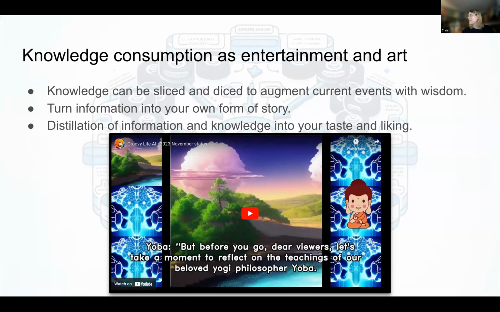You can slice and dice, augment current events with your documents, your wisdom, whatever you want to add into the current news stories, and distill information and knowledge to your taste and liking. It's interesting, you hear so much about the fake news aspects of AI, but you could use that also for the benefit of people too.